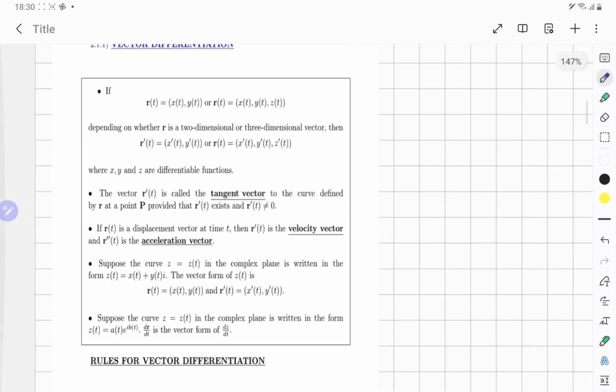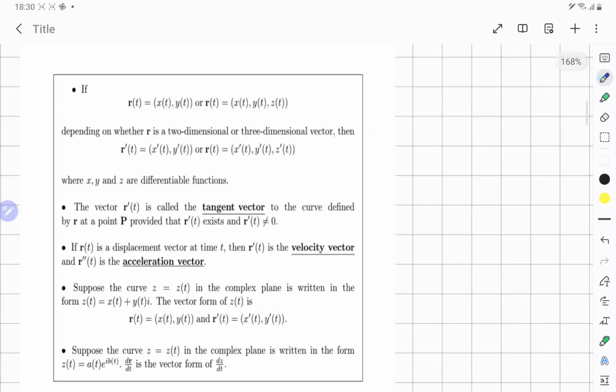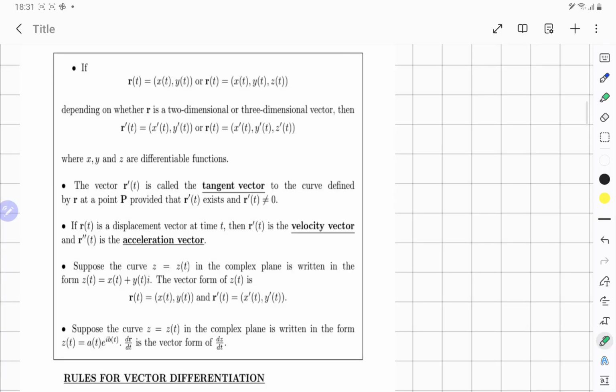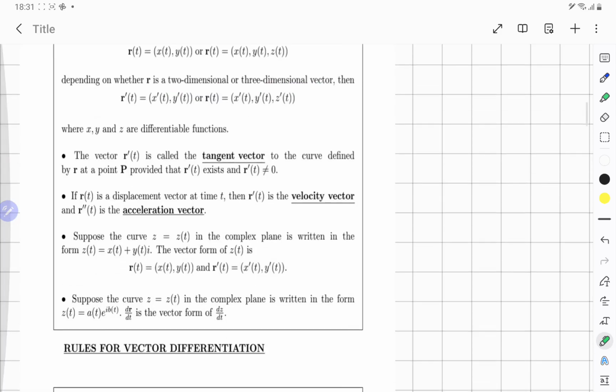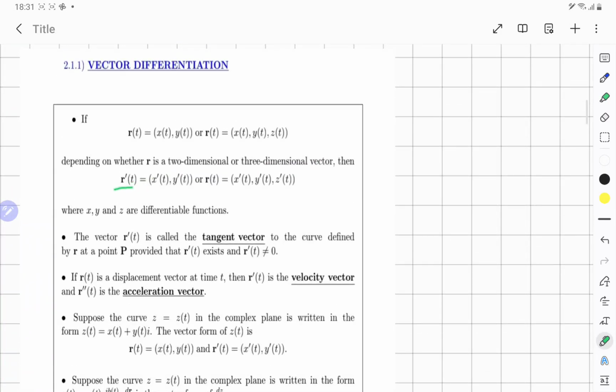So just to run through the theory quickly, if we have a vector function r(t), we can have it in 2 dimensions and 3 dimensions. So we have r(t) as (x(t), y(t)) in 2 dimensions, and (x(t), y(t), z(t)) in 3 dimensions. Now it depends whether you're working in 2-dimensional or 3-dimensional space. So then to get the derivative of that vector, we derive component-wise.